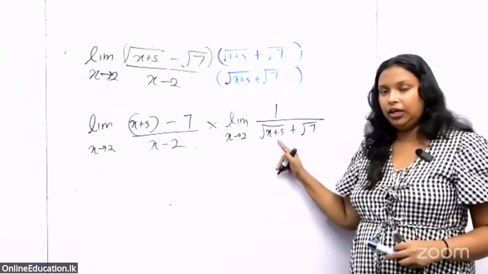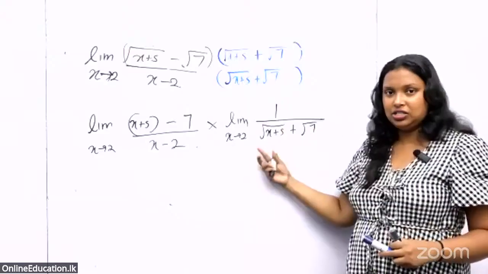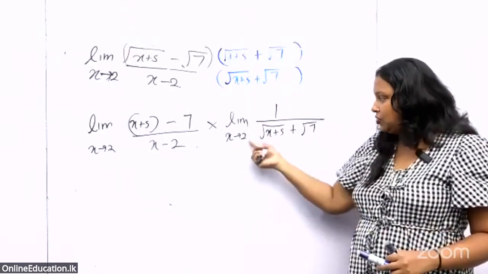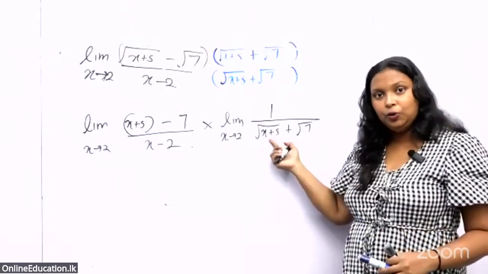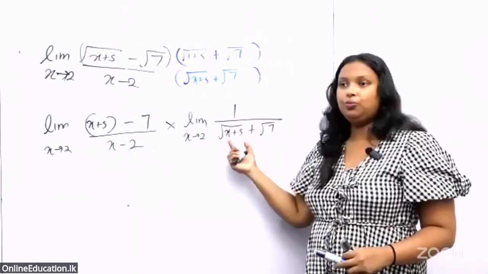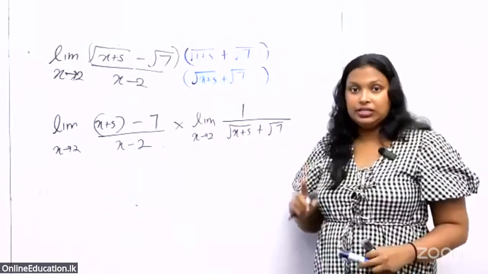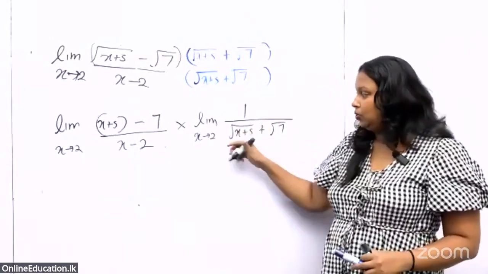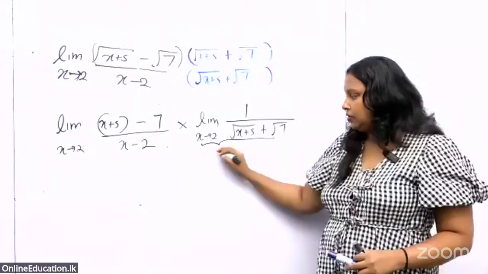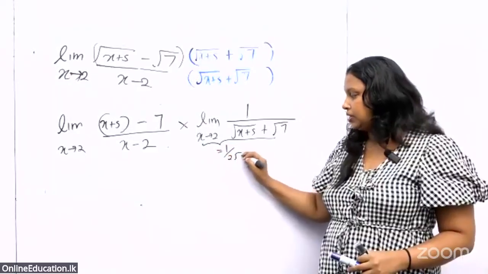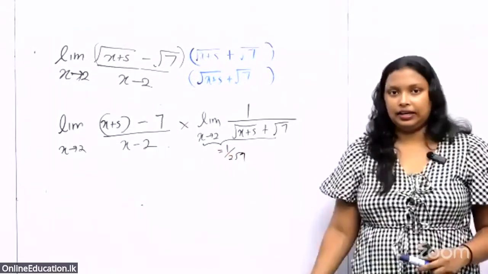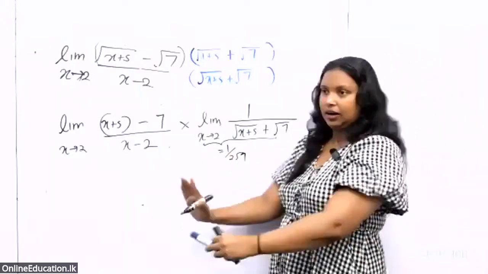You substitute 2 here. You don't get any undefined condition when you find the limit here. See, when you substitute 2 here, you are getting 2 plus 5. Square root of 2 plus 5 is root 7. So, root 7 plus root 7, 2 root 7. So, we can write 1 over 2 root 7. This part is equal to what? 1 over 2 root 7. Clear?